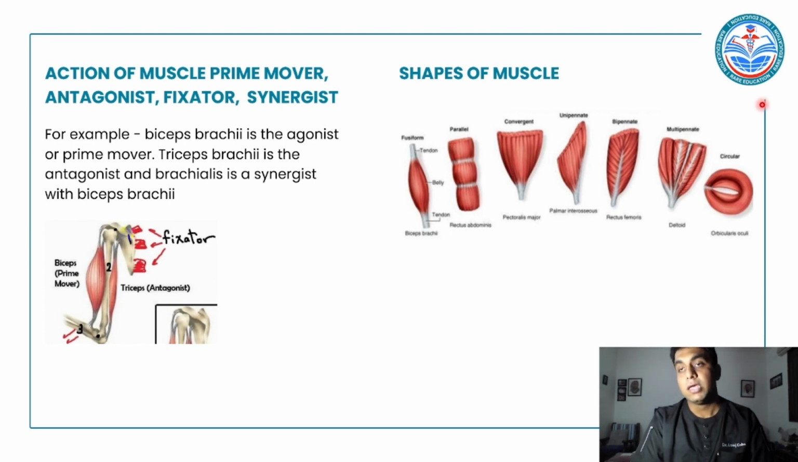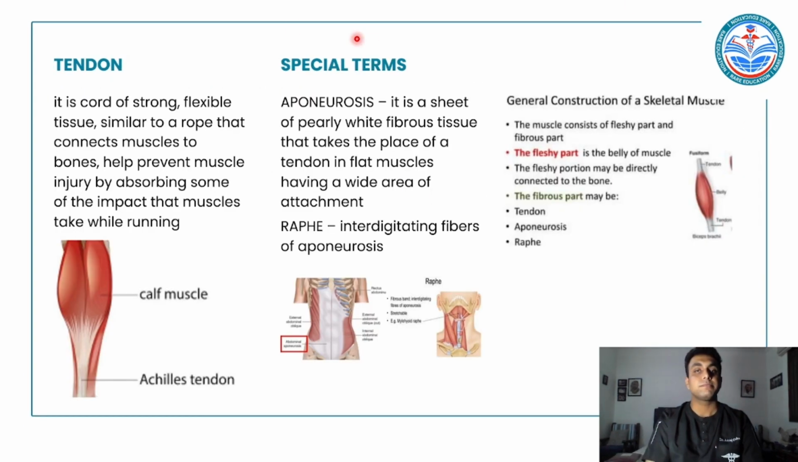Now, the last shape of the muscle that you have to remember is the circular muscle. That is the basic example for orbicularis oculi. That is the muscle that is responsible for closing of your eye. There is also another muscle that is called orbicularis oris. That is the muscle that is closing your mouth. So always remember these.